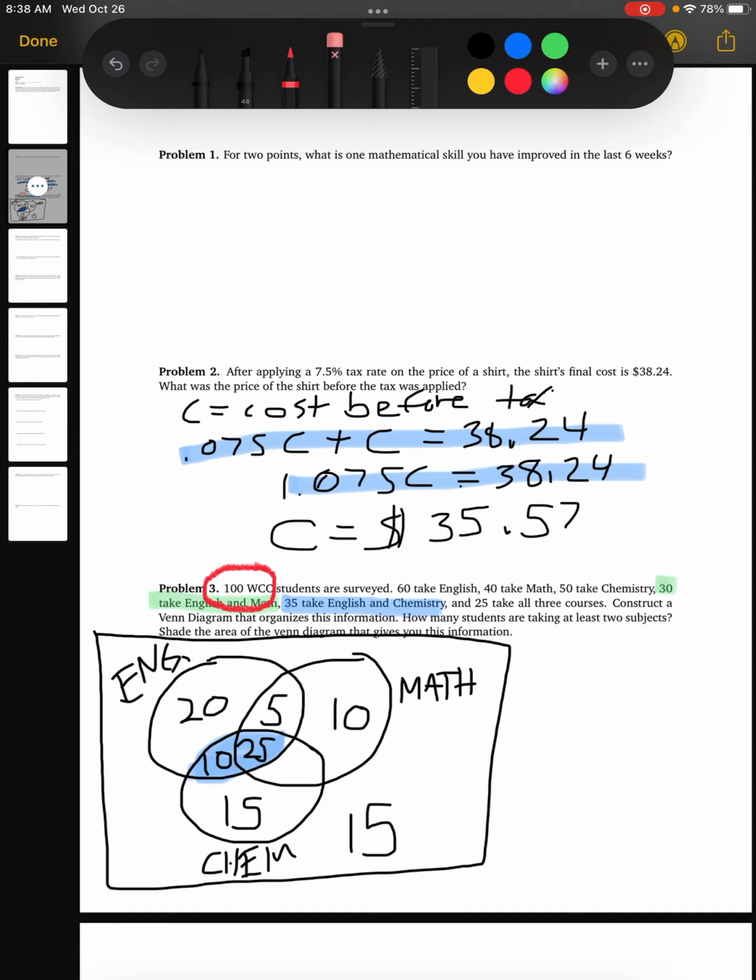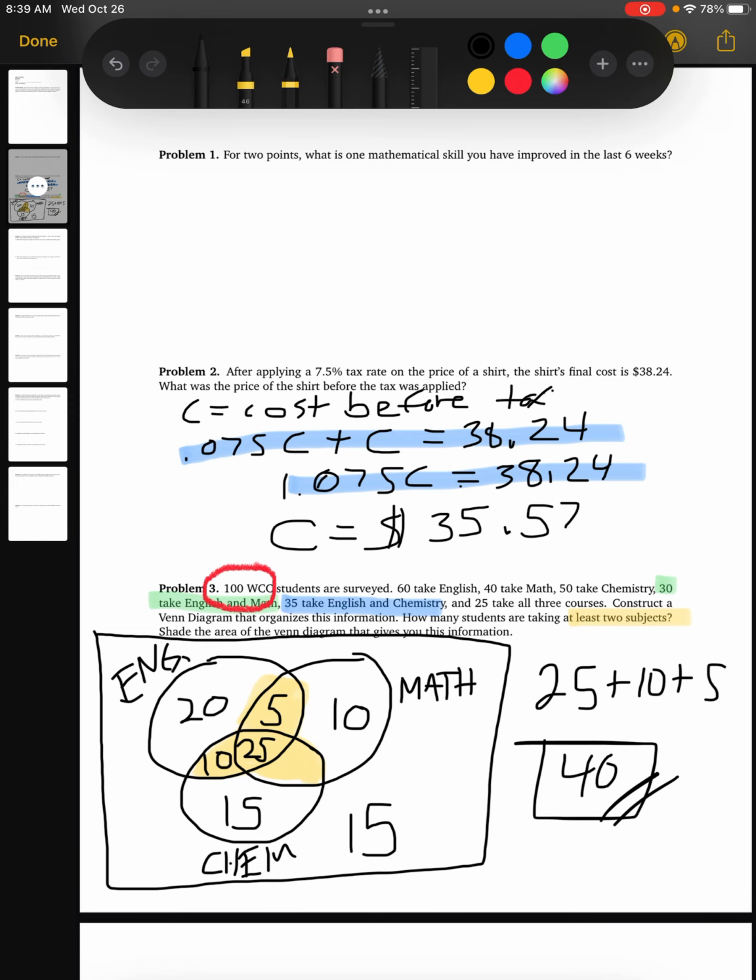Now, what we need to do is figure out the area of this Venn diagram that corresponds to people taking at least 2 subjects. Right? So we're looking for a Venn diagram where people take at least 2 subjects. That's this portion of the Venn diagram, where we have any overlap at all. People are taking at least 2 subjects. And so we can add up the numbers there. We know we have 25 plus 10 plus 5. That gives us a total of 40 people who are taking at least 2 subjects.